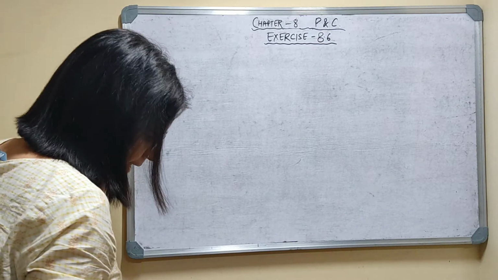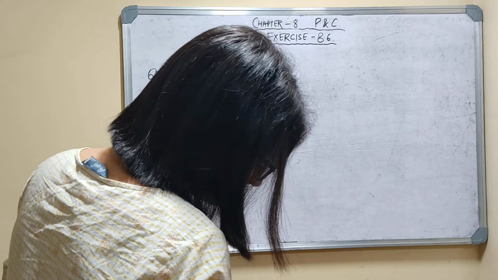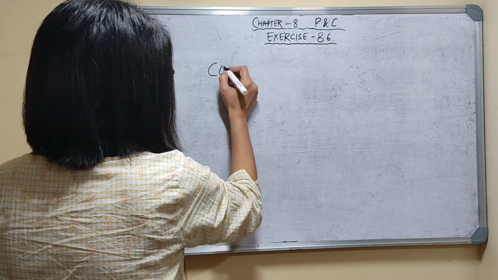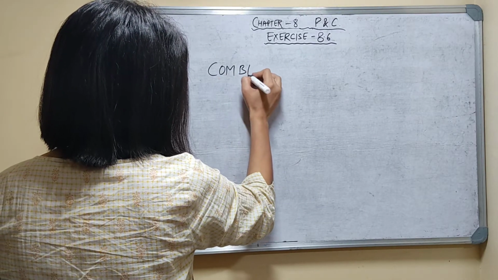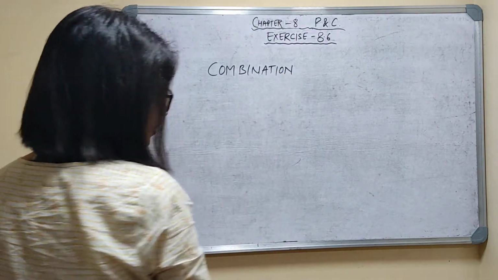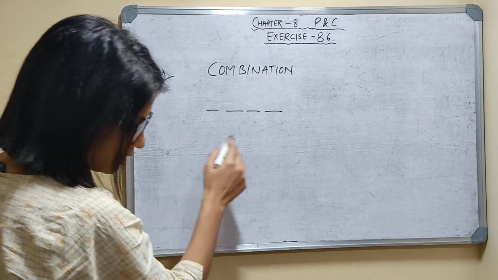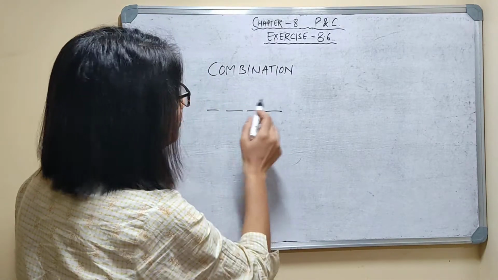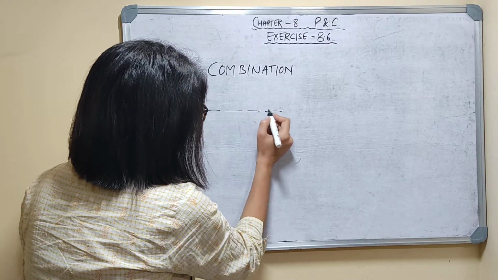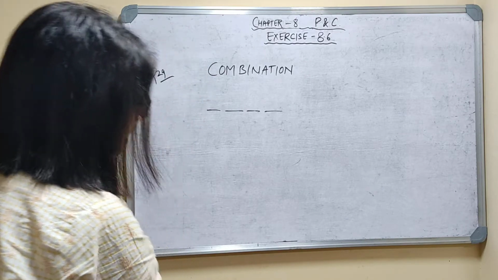Question number 29. How many four-letter words can be formed from the letters of the word COMBINATION? You have to take the letters of this word and form four-letter words. So, how many four-letter words can you form?